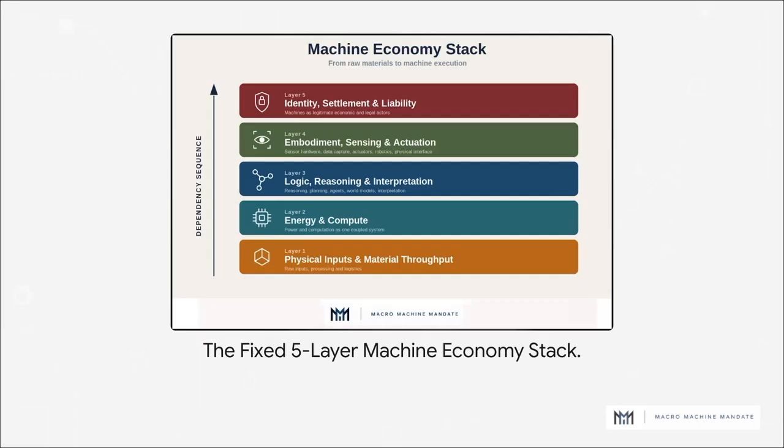Moving right along. To really ground this analysis, we have to start with the macro architecture, the fixed 5-layer machine economy stack. Now, as we've established in previous explainers, these 5 structural dependencies, moving from physical inputs down at layer 1 all the way up to identity and settlement at layer 5, are totally fixed. They do not change. But you know what does change? Economic gravity. Gravity represents where leverage, constraints, and value capture are all concentrating, and it's in a constant state of flux. It's constantly traveling between these layers as new bottlenecks emerge and eventually get solved.